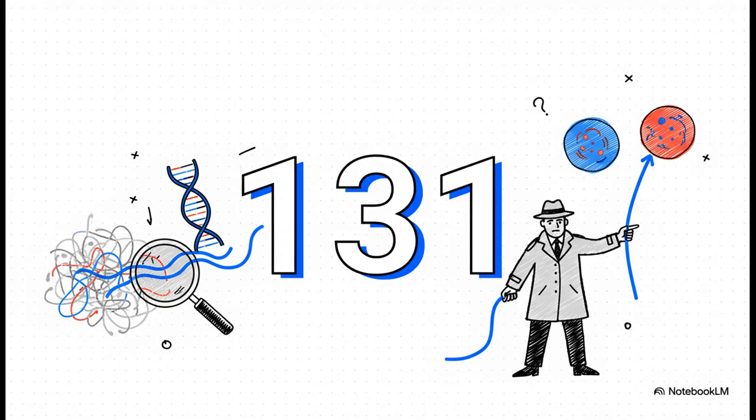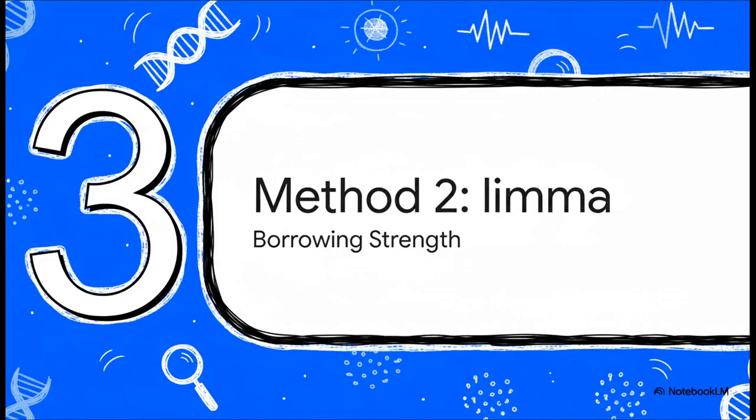It has pinpointed 131 genes that it thinks are at the very heart of this cancer's genetic signature. But good science is all about checking your work. You never rely on just one source. So to really be sure, the researchers brought in a second detective, a completely different statistical tool called LIMMA, which has a totally different way of hunting for the signal.